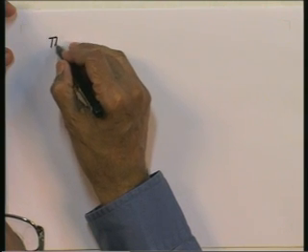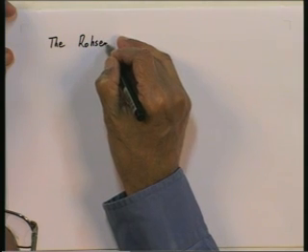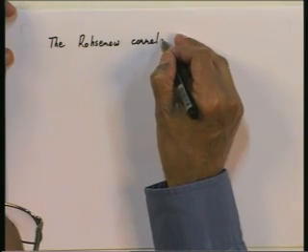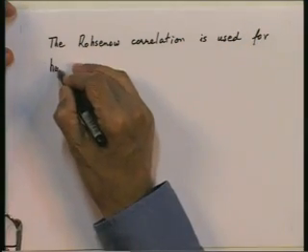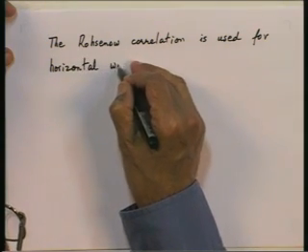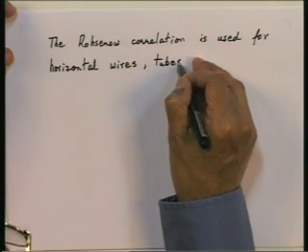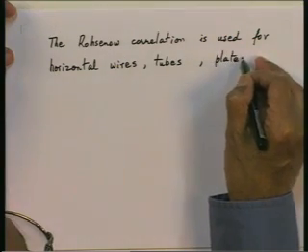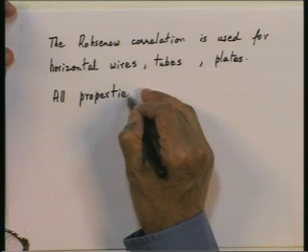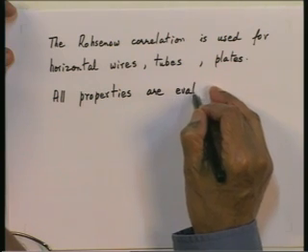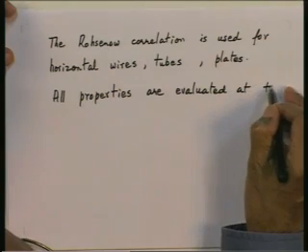Now, let me make some remarks on this correlation. First of all, the correlation was developed for horizontal wires. The Rosenau correlation is used for horizontal wires, horizontal tubes, horizontal plates. All properties are evaluated at the liquid saturation temperature.